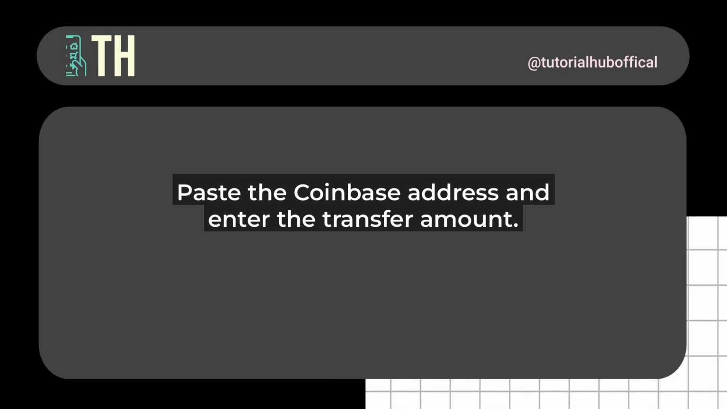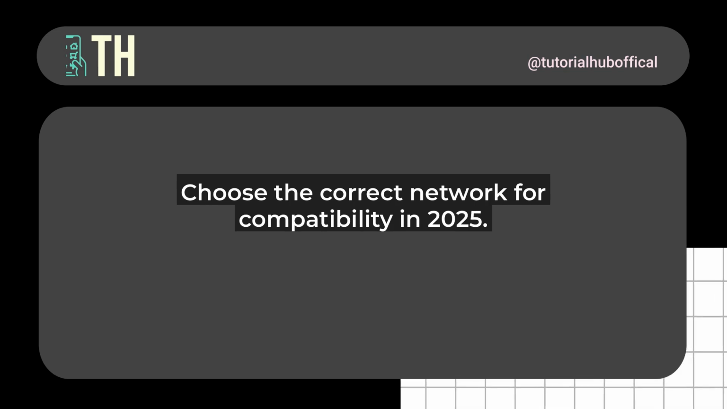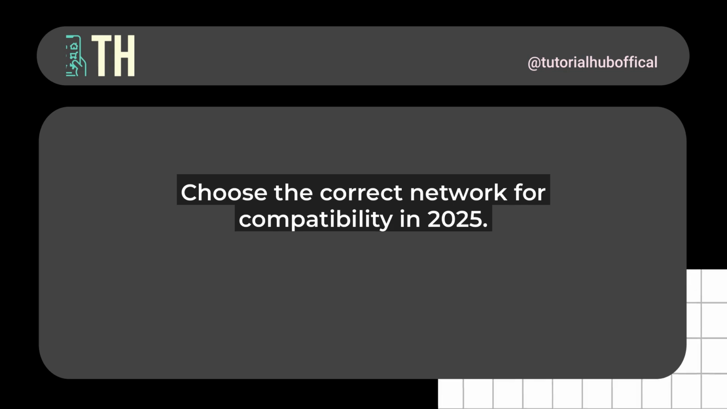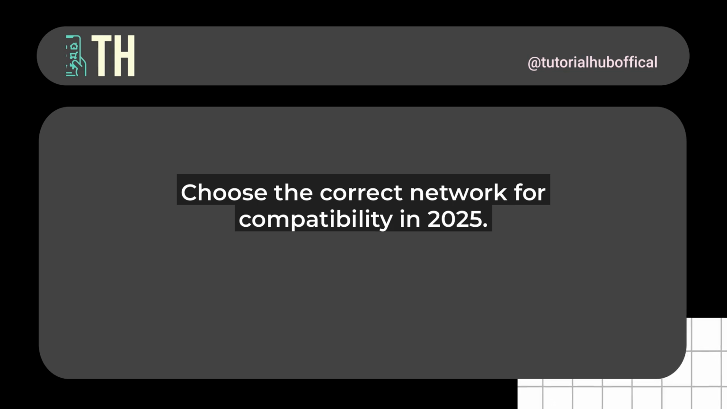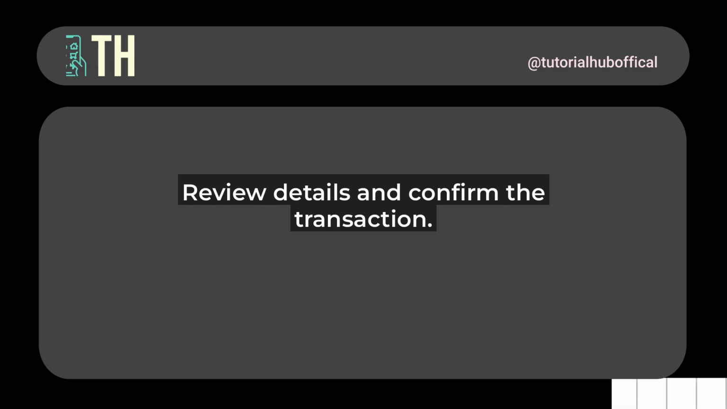Now, back in Nexo, go to the withdrawal or transfer section. Paste the Coinbase wallet address into the appropriate field. You'll also need to specify the amount you want to send and select the network, like ERC20 for Ethereum-based tokens, to ensure compatibility. In 2025, platforms like Nexo might have updated interfaces or lower fees, so keep an eye out for any new options. Before you hit confirm, review everything: the address, the amount, and the estimated fees.